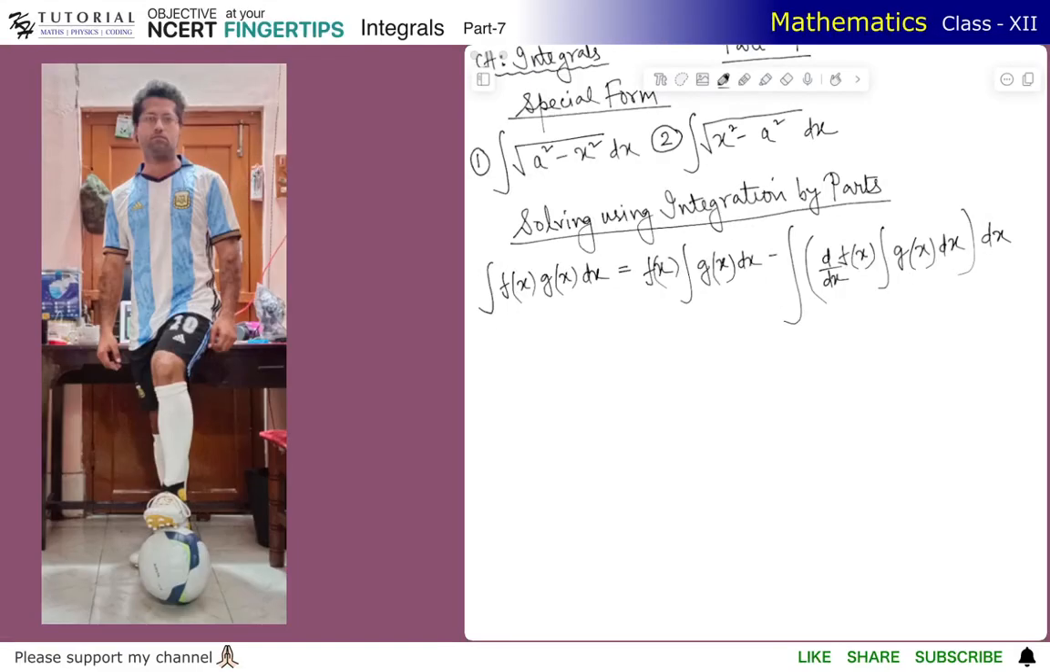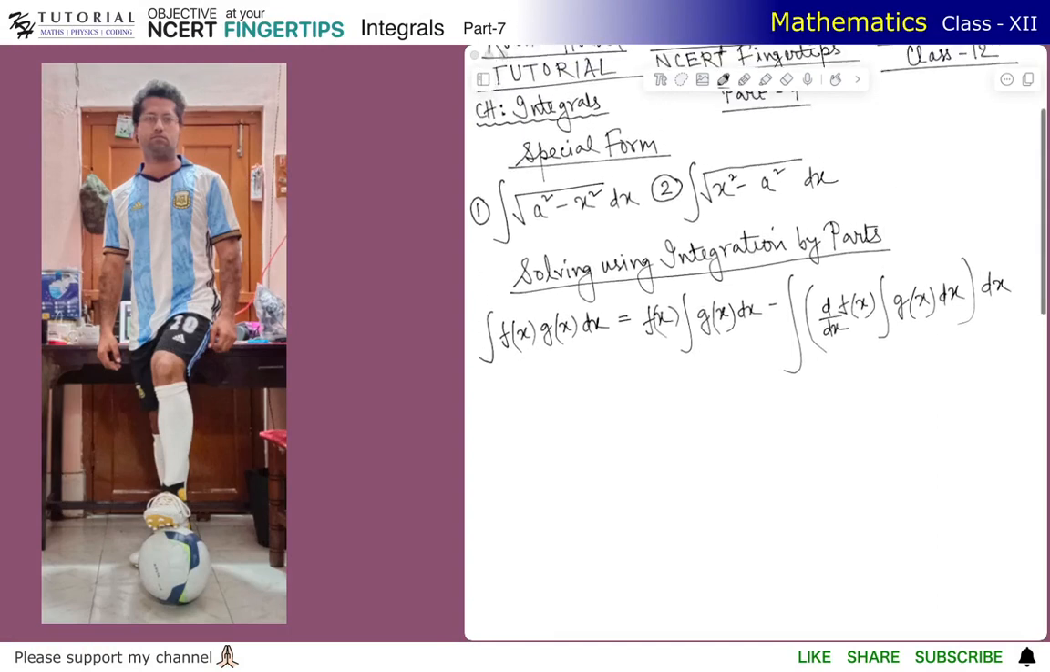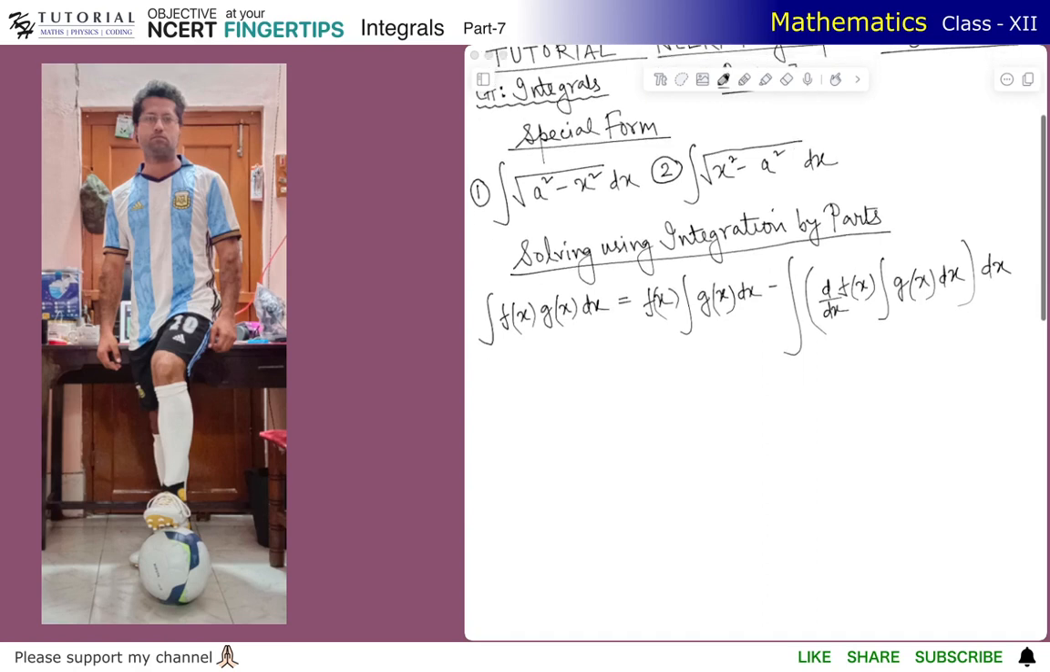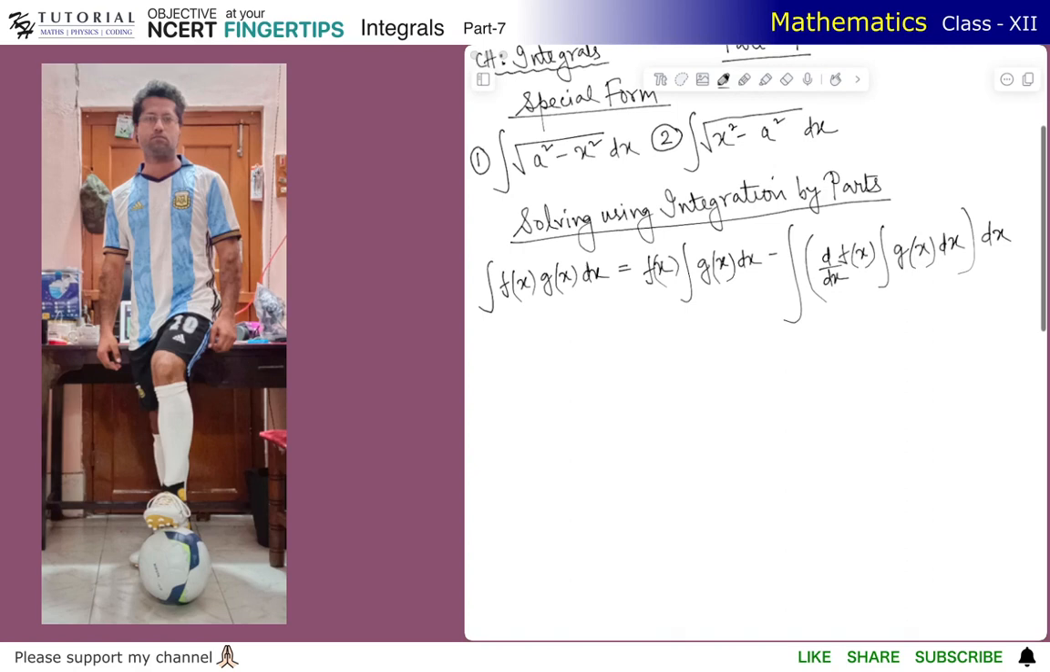Okay, so we will solve these two special forms, square root of a square minus x square and square root of x square minus a square, using integration by parts. I have written down the formula of integration by parts, where you solve integrals of the form f(x) into g(x). The formula is: the integral equals f(x) multiplied by the integral of g(x), minus the integral of the derivative of f(x) multiplied by the integral of g(x). So let's quickly see how we can use this to solve the first special form.